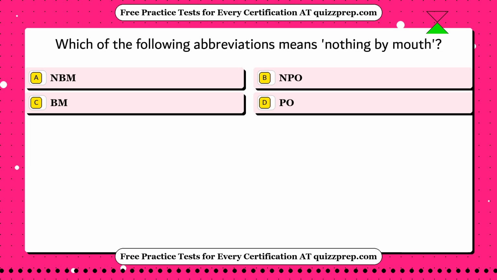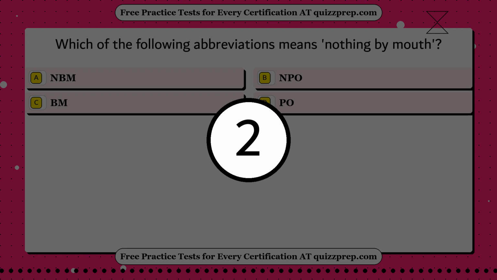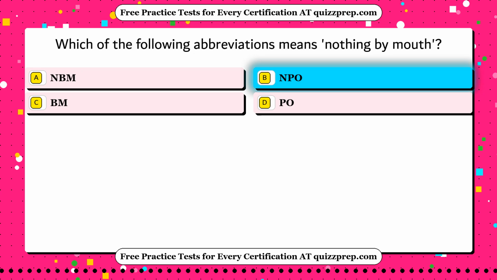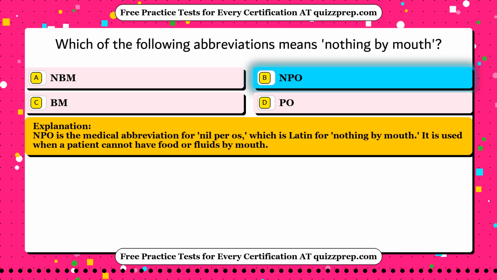Question 57. Which of the following abbreviations means nothing by mouth? Option A, NBM. Option B, NPO. Option C, BM. Option D, P. The correct answer is option B, NPO. NPO is the medical abbreviation for nil per os, which is Latin for nothing by mouth. It is used when a patient cannot have food or fluids by mouth.